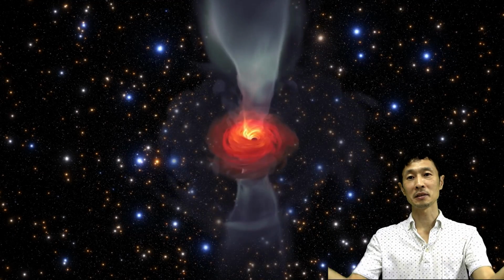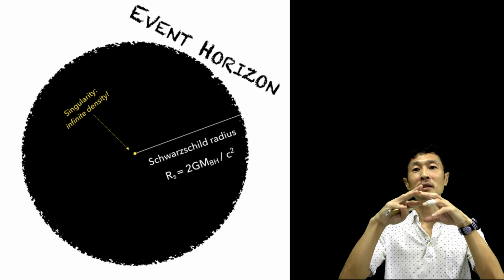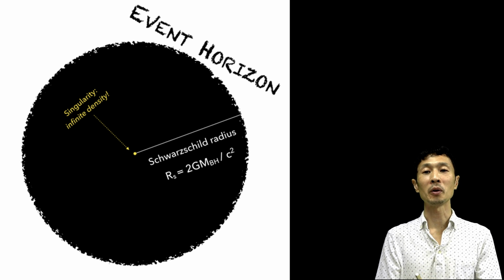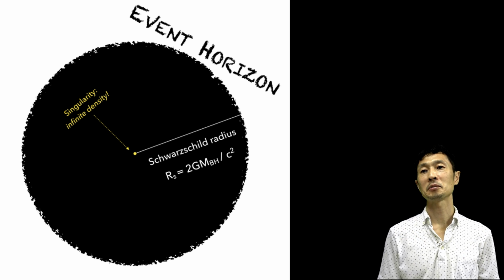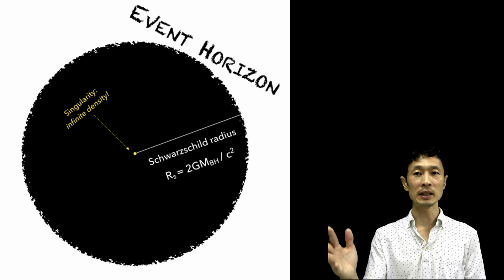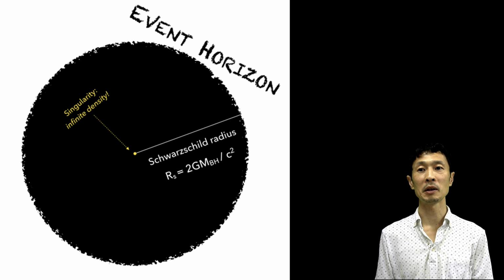The event horizon is the boundary. Within the event horizon, nothing can get out of the black hole. Even light cannot get out of the black hole. That's why it's called a black hole. And then the size of the event horizon can be calculated by the Schwarzschild radius, named after Karl Schwarzschild, who found this Schwarzschild radius.